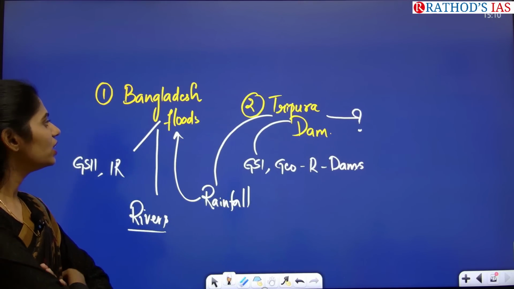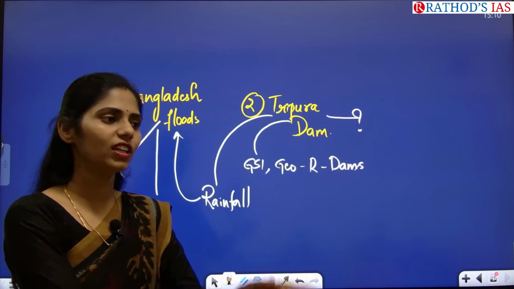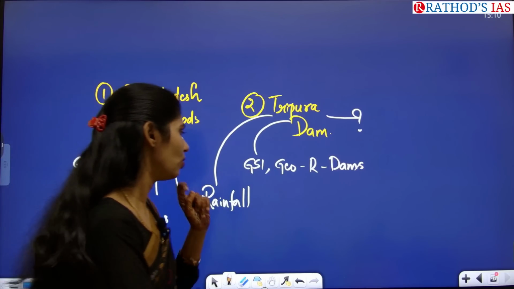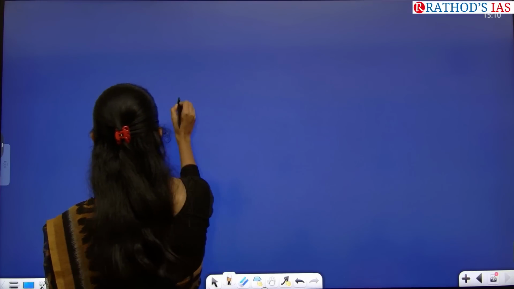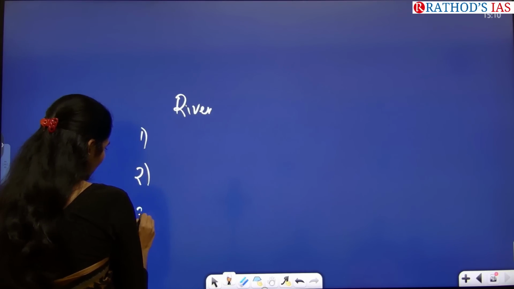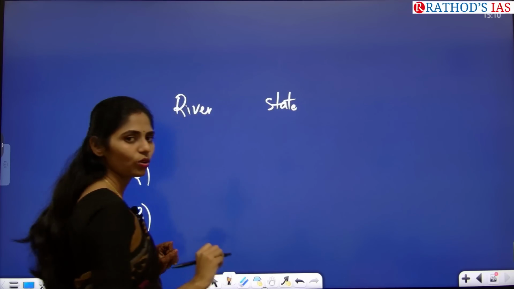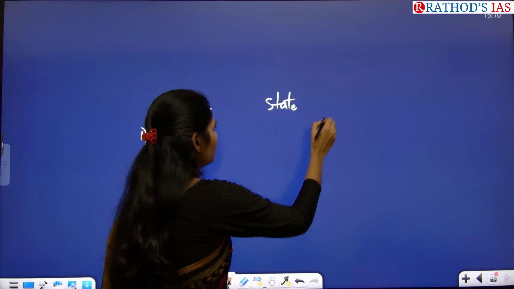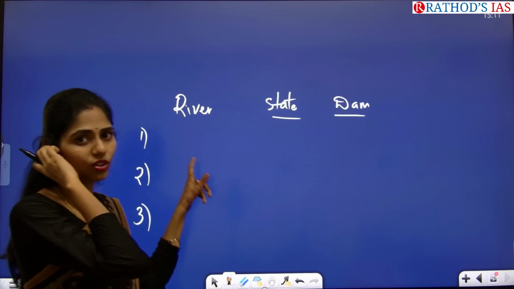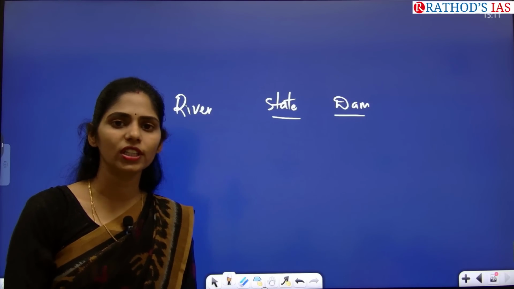Here the questions will be like, they will give you a dam name on one side, and on the other side they will give either the state or the river. I will show you the template. They will give you a match the following with 2 to 3 pairs: on one side the dam name, and on the other the state where it is located and the river, and they will ask you to identify which are the correct pairs and which are the incorrect pairs.